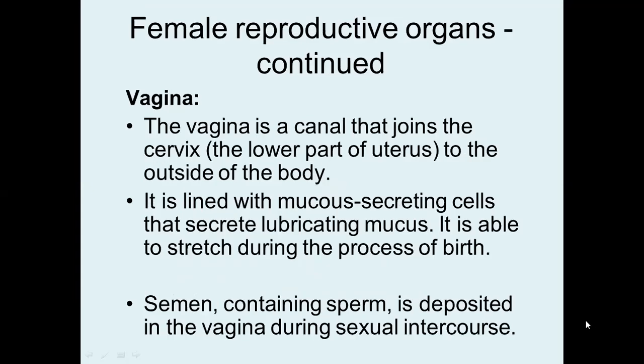The vagina is a canal that joins the cervix, which is the lowest part of the uterus, to the outside of the body. It is lined with mucus-secreting cells that secrete lubricating mucus. It's able to stretch during the process of birth. And during sexual intercourse, semen containing sperm is deposited in the vagina.